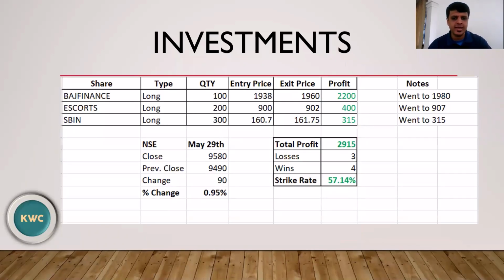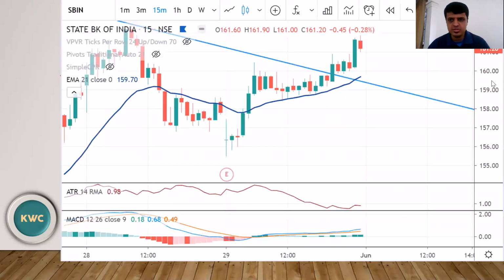Okay, let's look at SBIN. This was a trade that I did yesterday. SBIN I bought at 160.70 and I exited at 161.75, 300 shares. So when we bought it at 160.70, I knew where my stop loss was. This is the share price. This was the market yesterday.